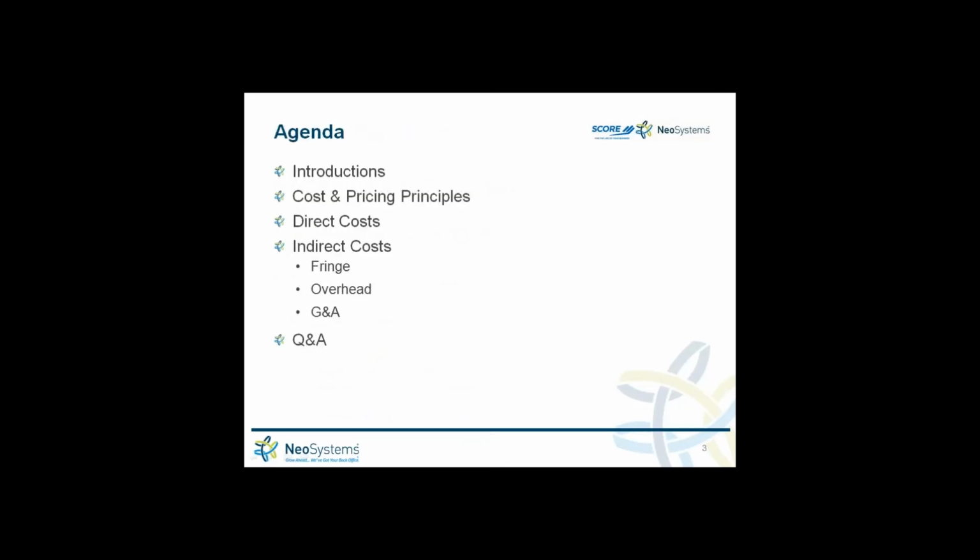Taking a look at our agenda today, we're going to do some brief introductions where you can get to know us a little better, and then we can get to know you a little better. Then we'll be diving into the cost and pricing principles that go into government contracting. And then we'll take it an even level deeper, going into the direct costs, the indirect costs, what makes them up, and everything. And then we'll open it up to your questions. If at any time you have a question, please feel free to type your question into the questions box.